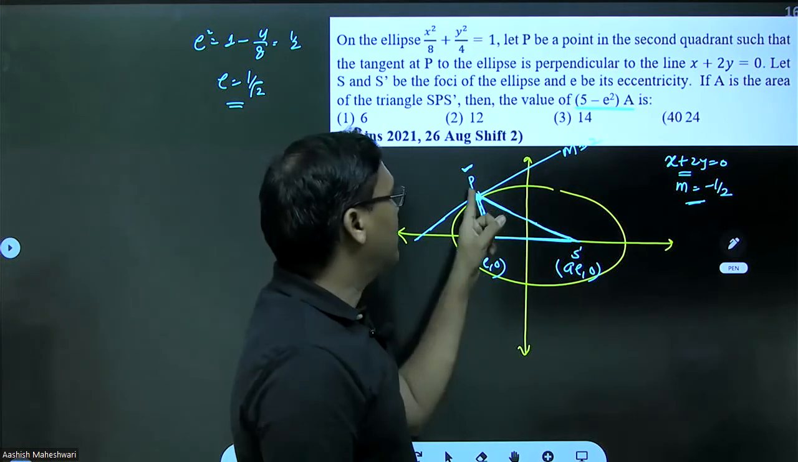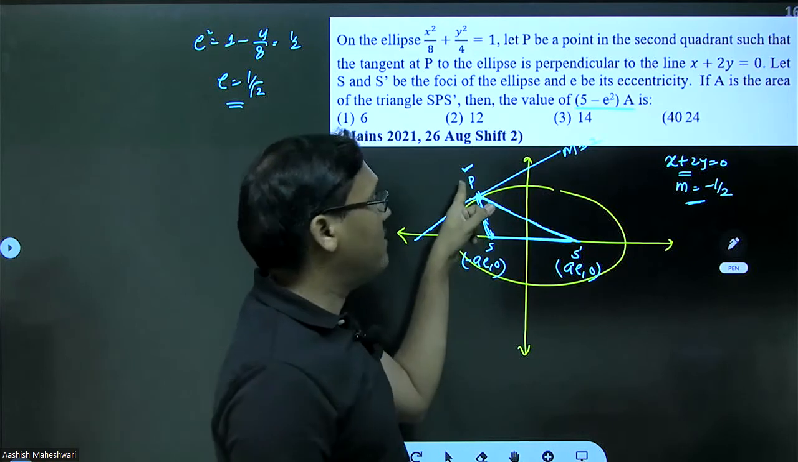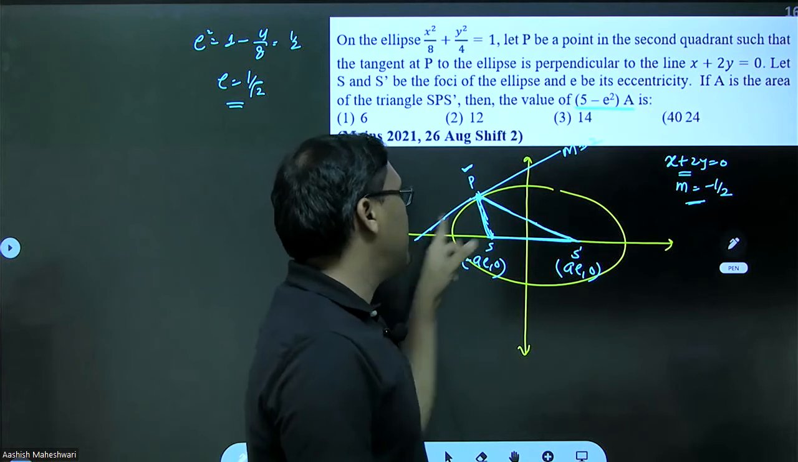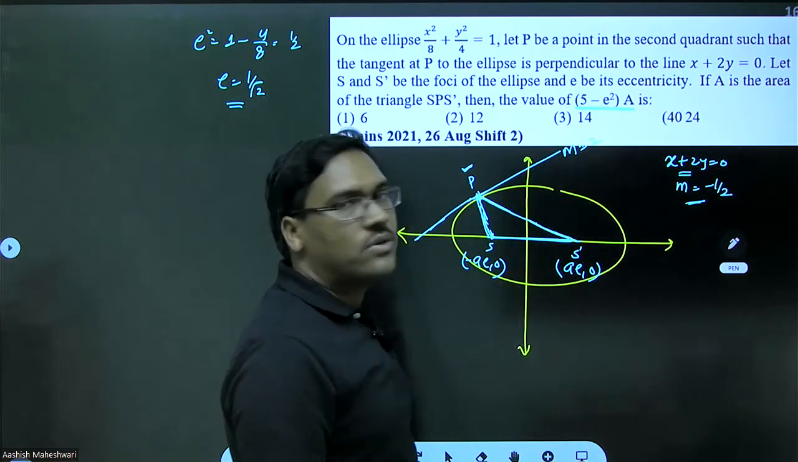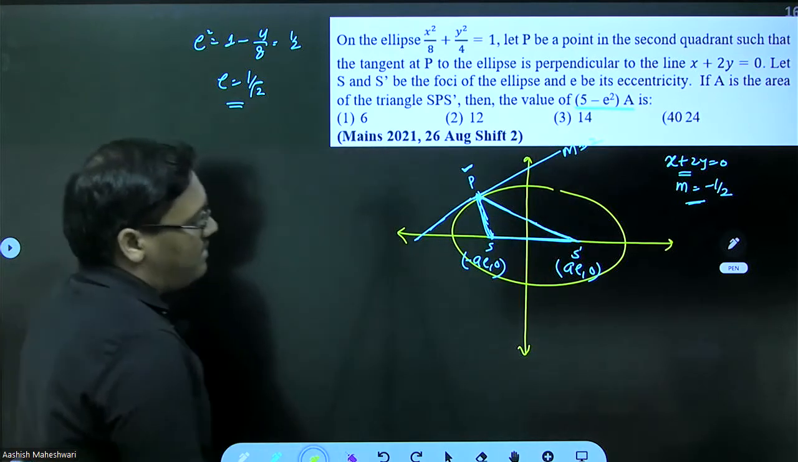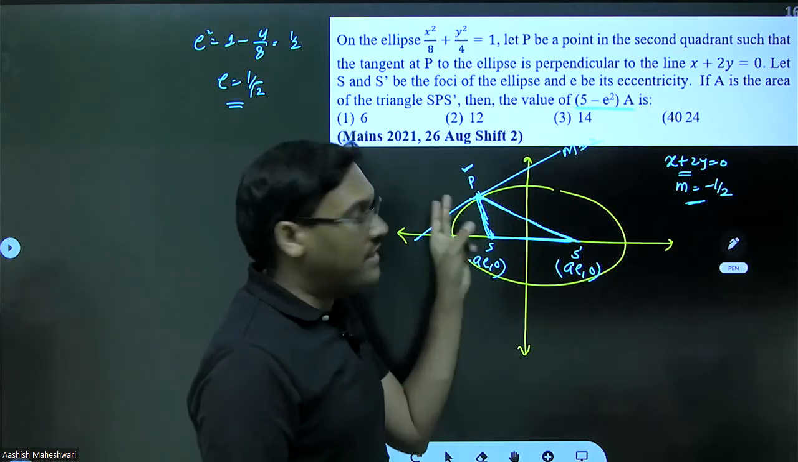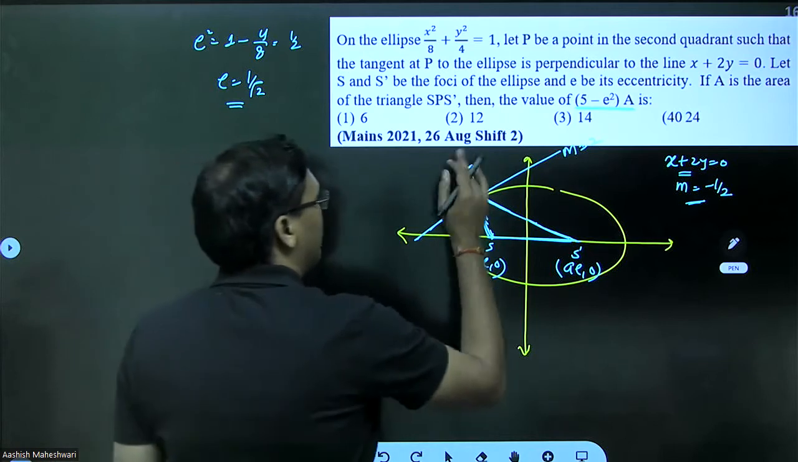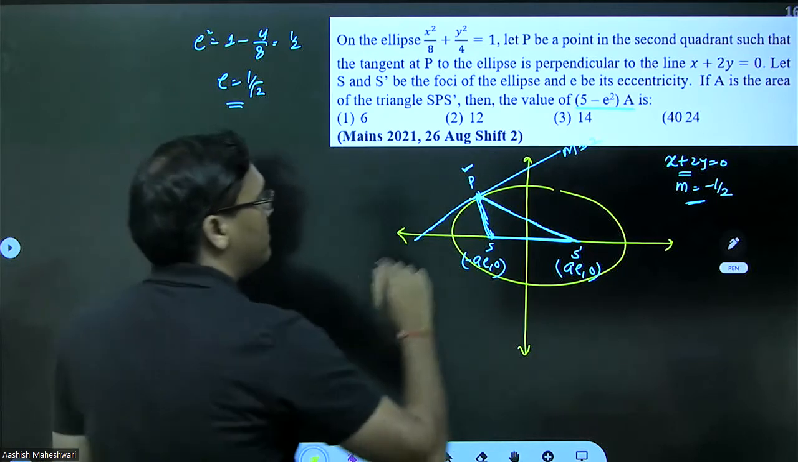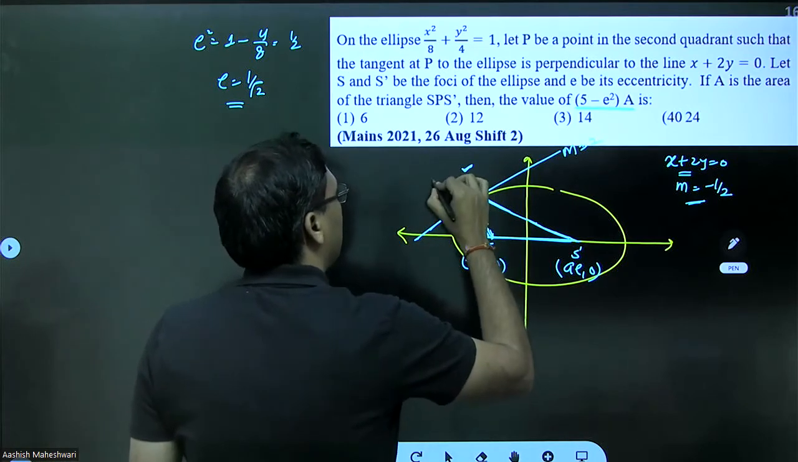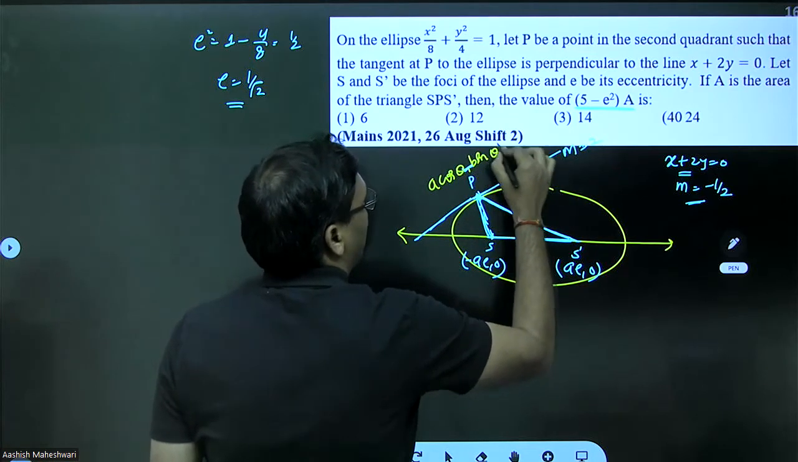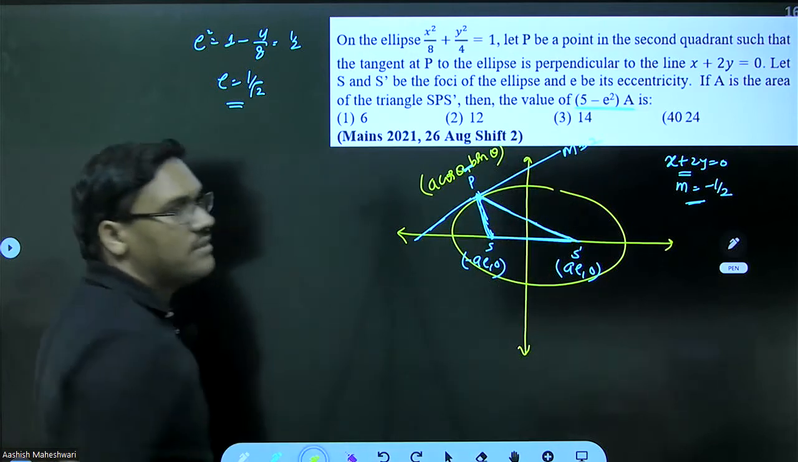We have to find the coordinate of this point P. So what is the equation of tangent whose slope is equal to 2? Either you can find the tangent and then find the point P, or without finding the tangent, let's say this point P is A cos theta comma B sin theta. Any point on the ellipse can be taken as A cos theta, B sin theta.